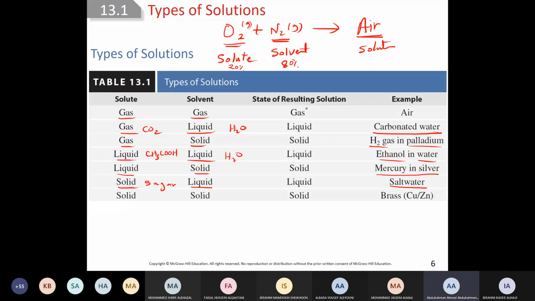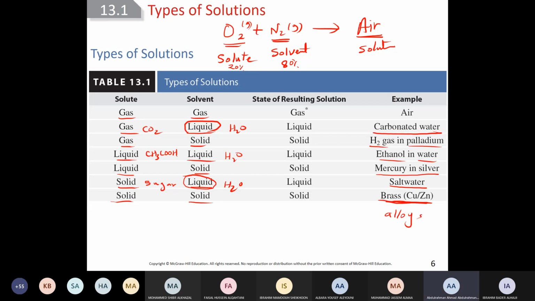Sugar. What? Solid in water, or liquid. Sugar in water is an example. And look here, they put liquid. They did not say only water, anything. All right. And solid is not important, but actually all the alloys. These are called alloys.